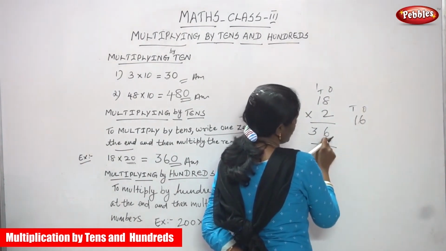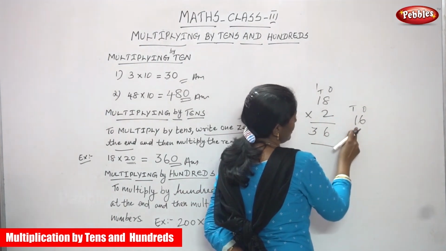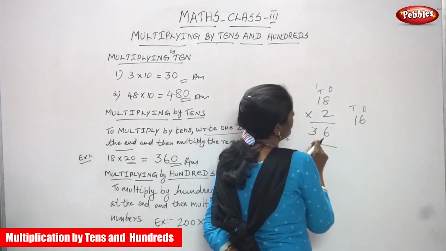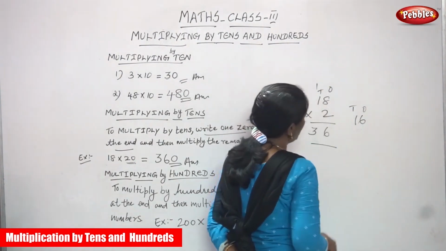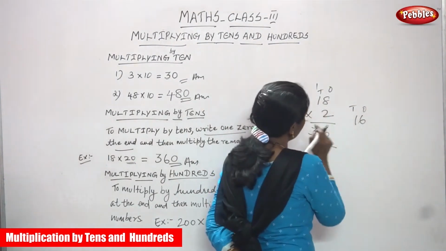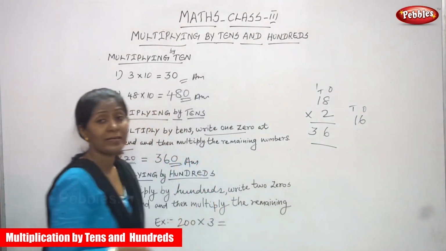So 6 you must write in the ones place. The 1, this is 1 ten, is carried over to the tens place. 1 two is 2, so 2 plus 1 is 3. So 36. The answer is 360.